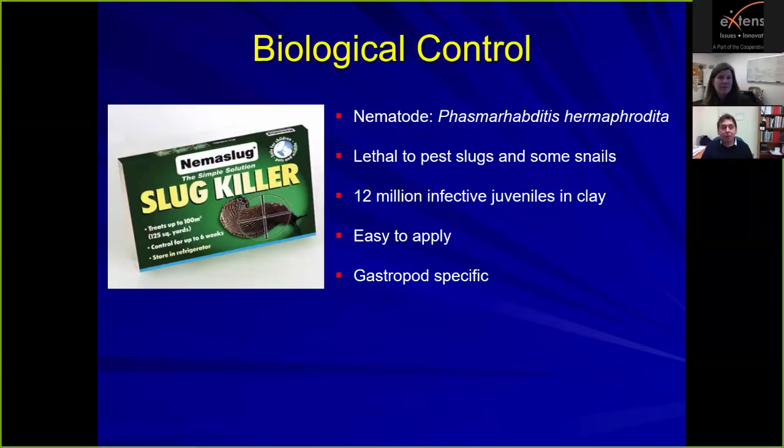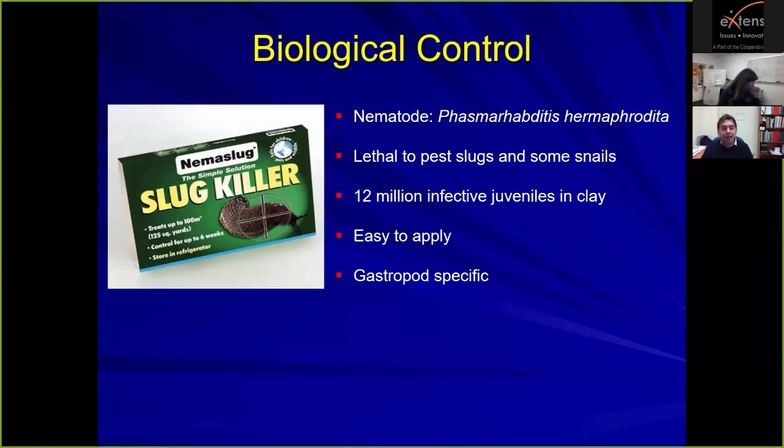And that European product, it's called Nemaslug, and the active agent is a nematode called Phasmarhabditis hermaphrodita, and it's lethal to a wide range of pest slugs, but also some snails as well. The product itself consists of about 12 million infective juvenile nematodes mixed with clay, and it's very, very easy to use. You essentially mix the clay with water, and then you apply it to the soil in your target area.